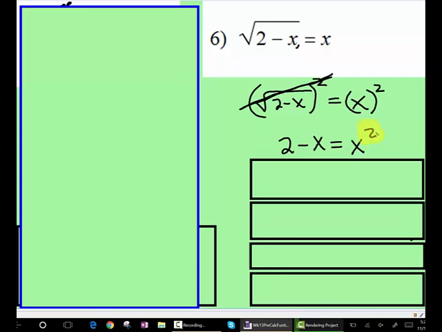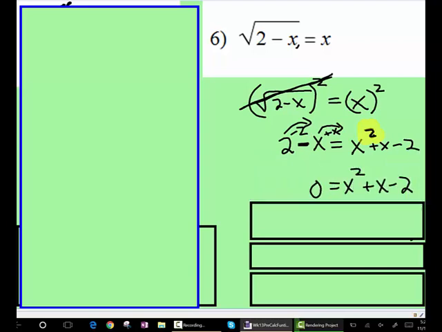And then kind of an alarm should go off in your brain. Oh, it's an x squared. It means it's a quadratic. We need to get all of this stuff over to the other side. And remember, if it's x squared, the next thing will be an x to the first. So the opposite of negative x, we're going to add x to both sides. The opposite of positive 2, we're going to subtract 2.